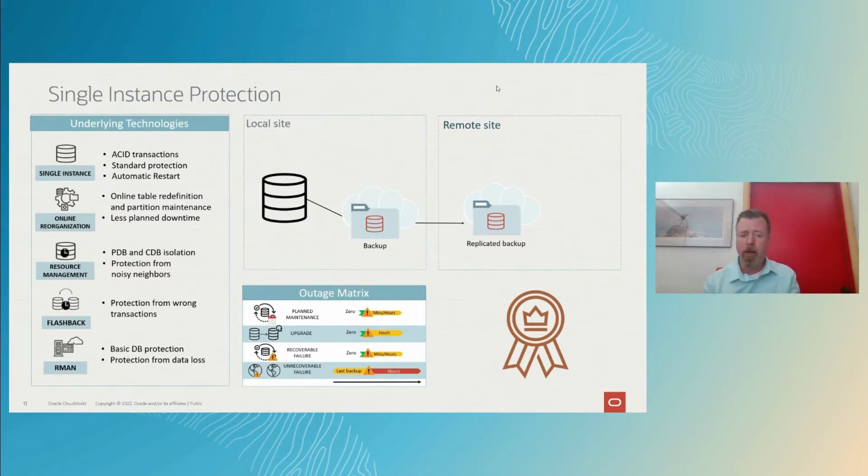And finally, RMAN is providing our RPO protection. Now you see this represented in the diagram as well as the outage matrix that we have here, right? So planned maintenance, we never should be seeing any RPO, right? So we're seeing 0 RPO for the planned maintenance across the board for planned maintenance upgrades. Recoverable failures, we can still basically recover the database, so it should be fine.